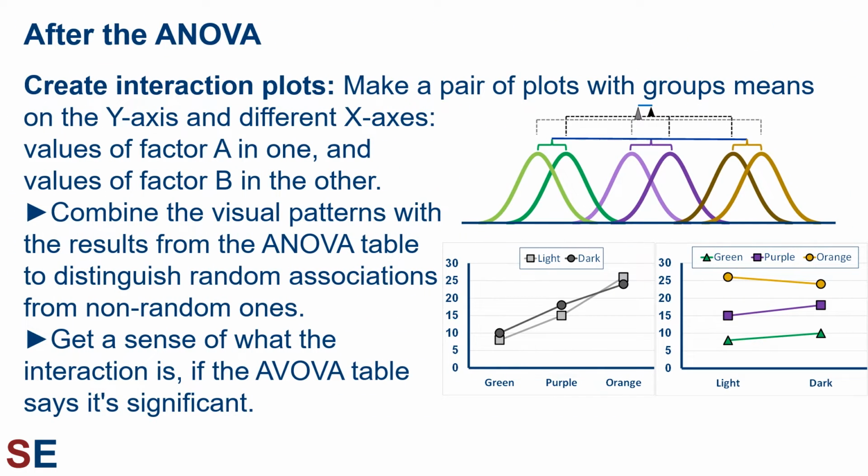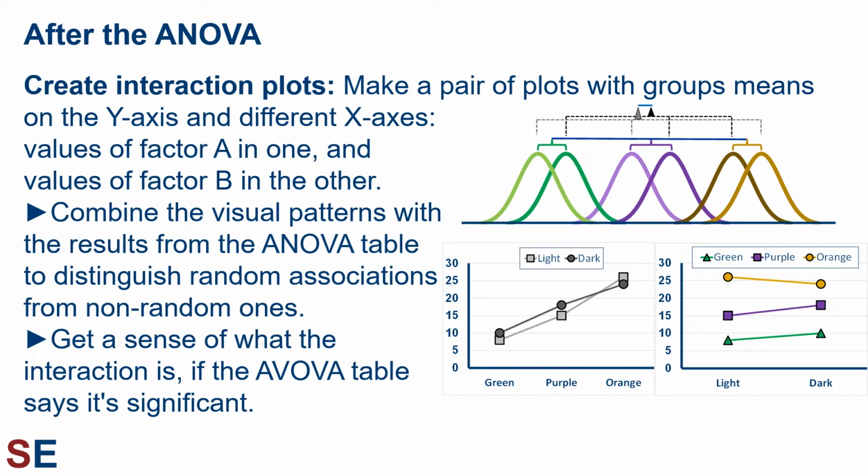After the ANOVA table is made, we generally create interaction plots. What we do is make a pair of plots with group means on the y-axis and different x-axes. Values of factor A on one plot and values of factor B on the other plot. This allows us to do 2 things. First, we can combine the visual patterns with the results from the ANOVA table to distinguish random associations between the factors and the means from non-random ones.